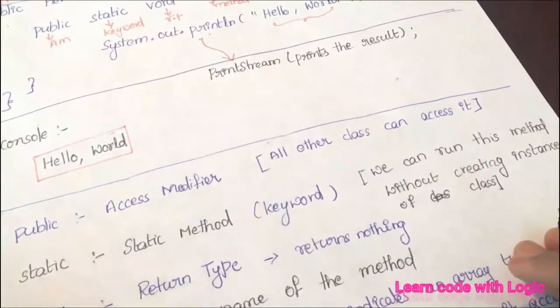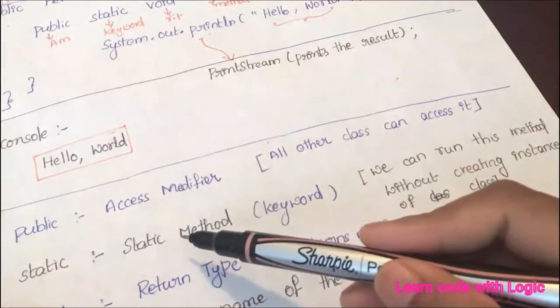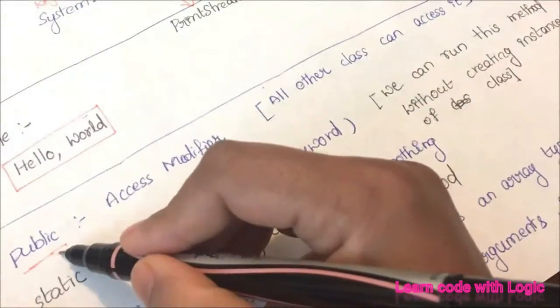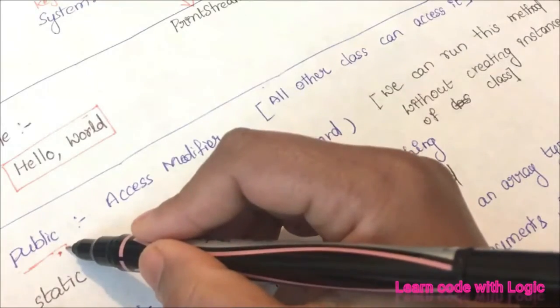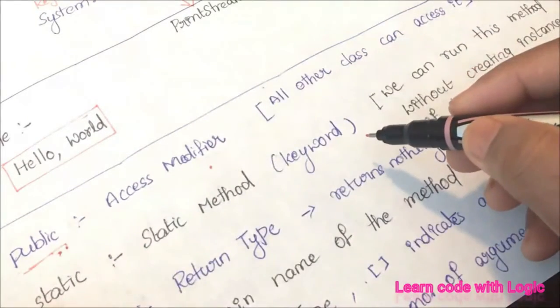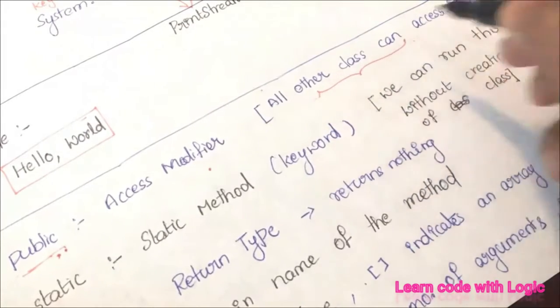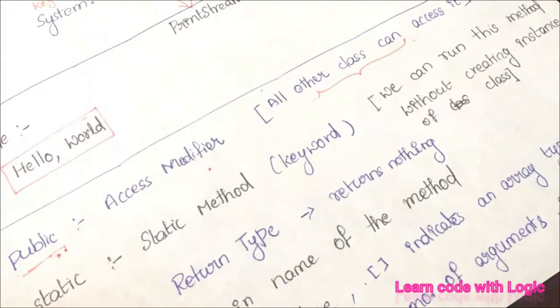So far we have seen all the terminologies. Let's understand what those terminologies are now. Public is the access modifier. If you use public as the access modifier, then all other classes can access it. If you use private, there are certain limitations, right? We'll talk about that later in that concept, but here you have to understand what is public.